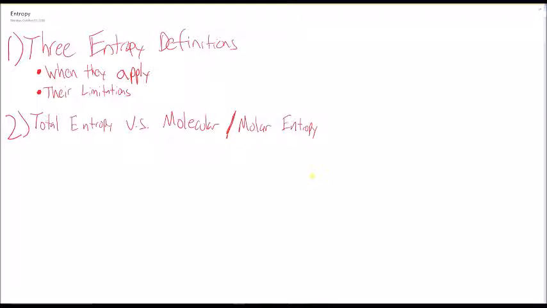In the last video, I talked about the 3 entropy definitions, and I promised I'd talk about the difference between total entropy and molecular or molar entropy. The last video ran a little long, so I cut it short, and I'm going to finish up the total entropy, molecular, molar entropy discussion in this video.